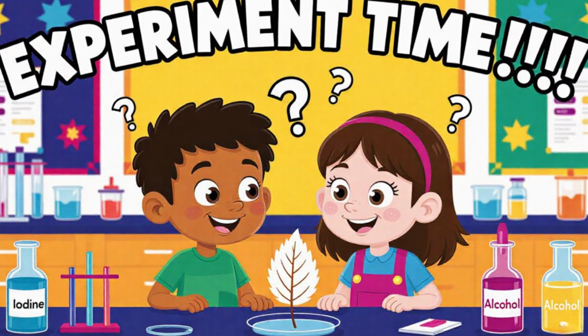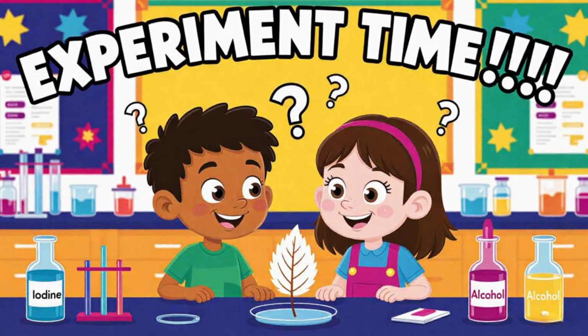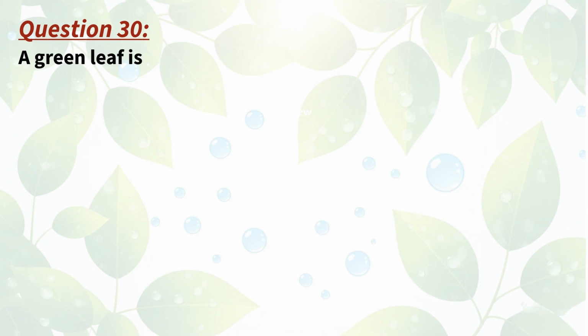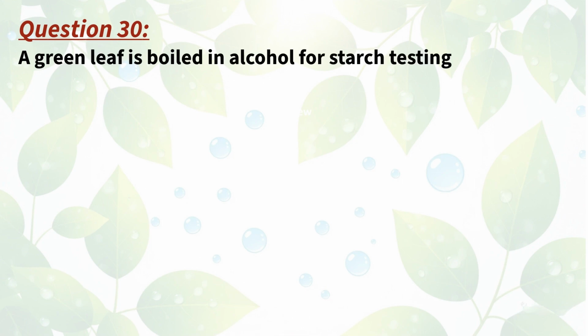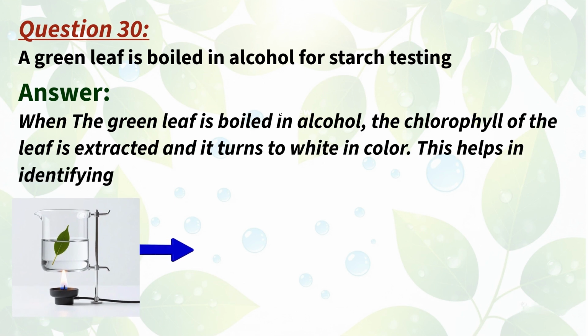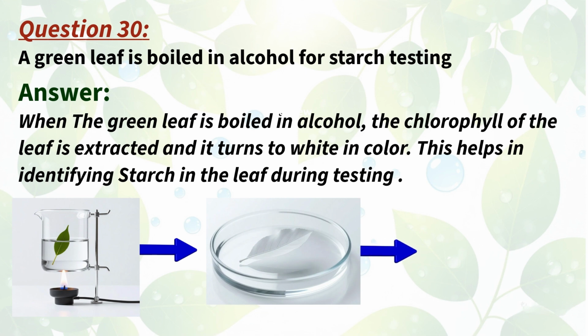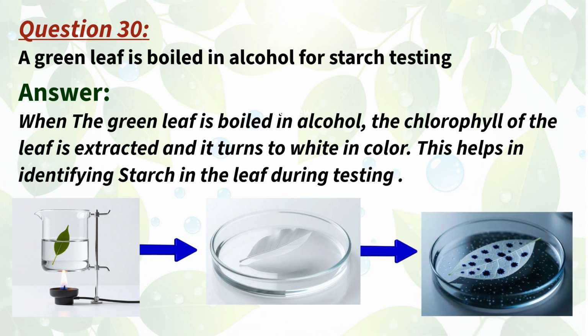Now, it's experiment time. Let's see what happens. Question 30. What happens when a green leaf is boiled in alcohol for starch testing? Answer: The green leaf turns white in color as the chlorophyll is extracted by boiling in alcohol, removing the green color of the leaves. This helps in starch testing.